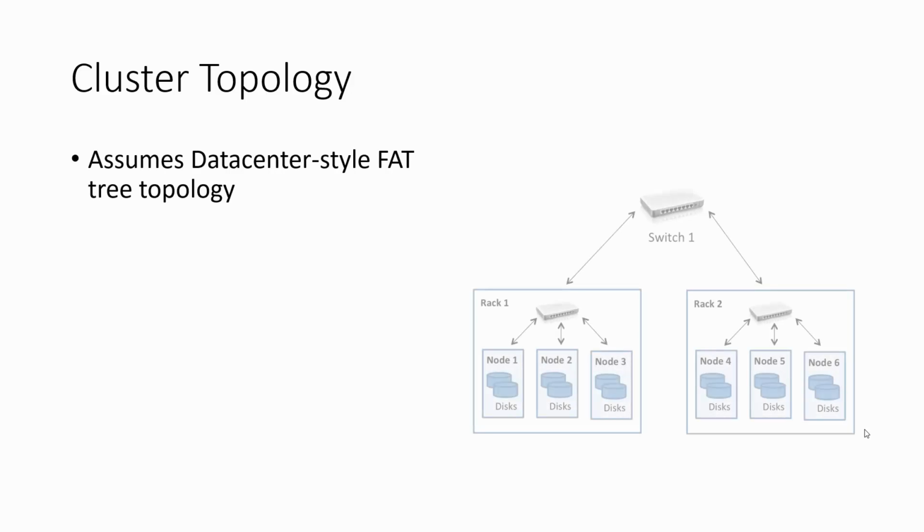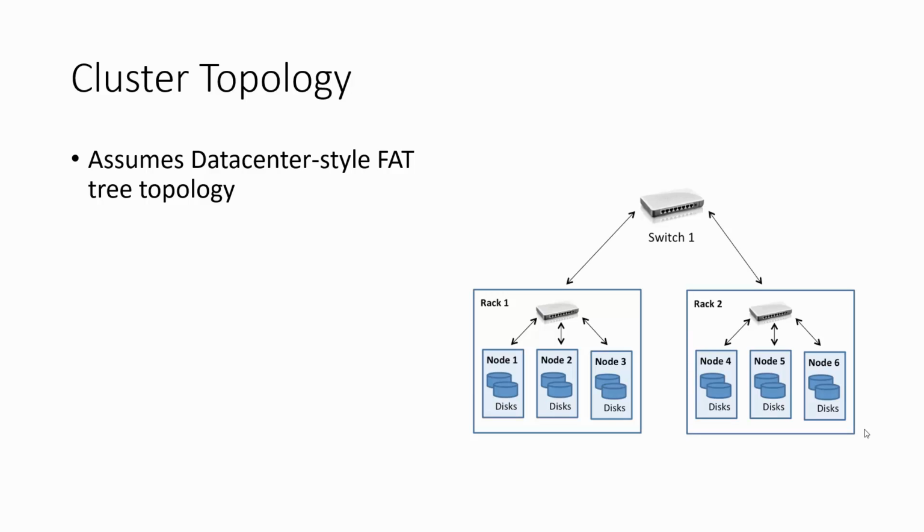HDFS also assumes the cluster topology to be the data center fat tree style topology. So basically what we have is individual switches in individual racks. These switches are connected to individual nodes which have the disks on board, and then all of the racks are connected through a higher level switch. And in fact, this could be multiple levels. But it basically assumes that your network is wired in this tree topology.